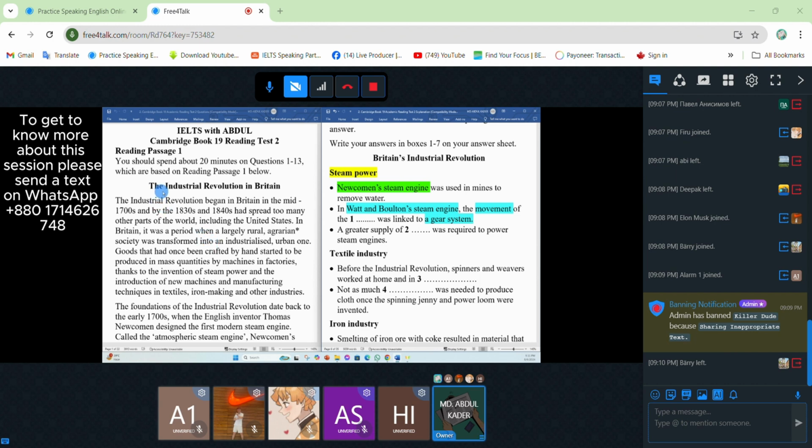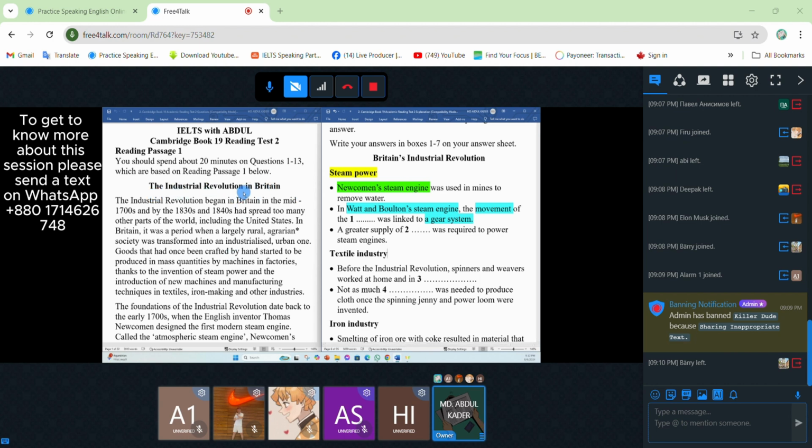Here we can see the Industrial Revolution in Britain. This is the title of this paragraph, and now we are going to find the answer location. So here we can see Britain's Industrial Revolution, and this is the title of the question, and the Industrial Revolution in Britain is the title of the paragraph.